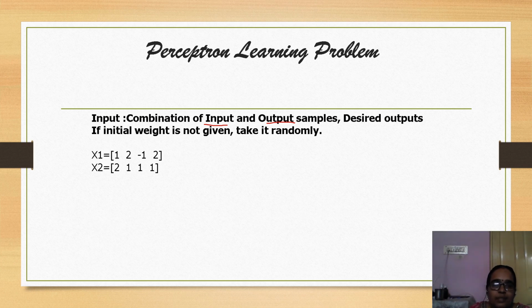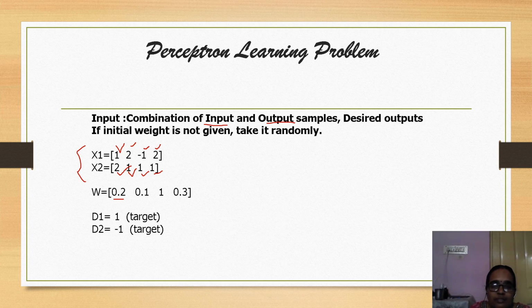So in this case one possible input is given: 1, 2, 3, 4. So 4 input values are given, and x2 is another set, again with 4 input values. Next the weights are given, so again there should be 4 values. The first value belongs to the first data, the second value belongs to the second data, the third one belongs to the third data, the fourth one belongs to the fourth data. So we have 2 sets of input, x1 and x2, so definitely we must have 2 target values. D1 is for data set x1, D2 is for data set x2.